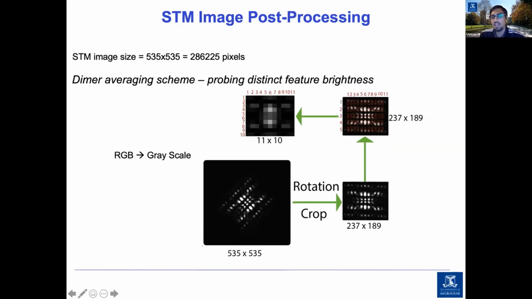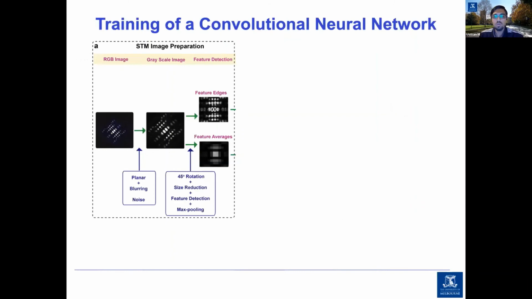So you can see that each dimer is now, instead of a complete continuous feature, just one pixel. That way we were able to drastically reduce the images from several thousand pixels to only 110 pixels. So now each pixel in this reduced image basically represents the average brightness of one feature in the image. So we use these techniques.